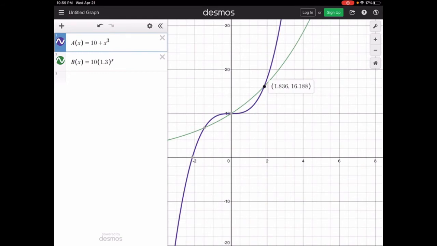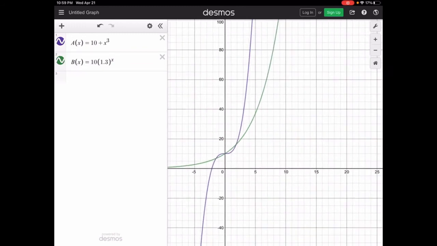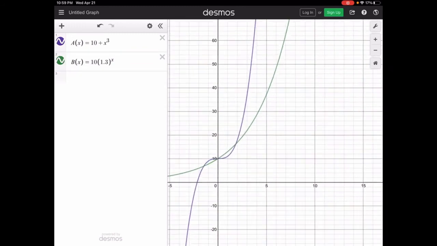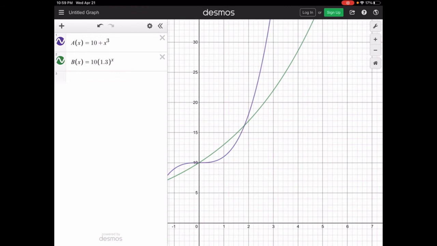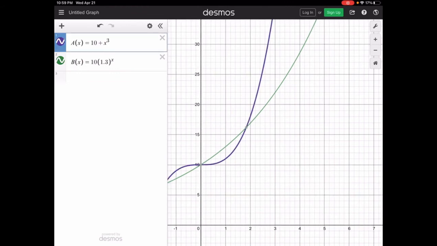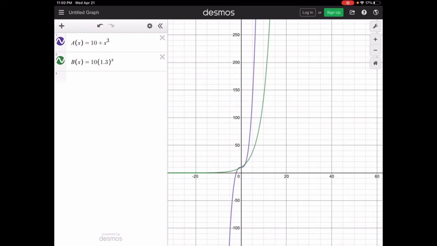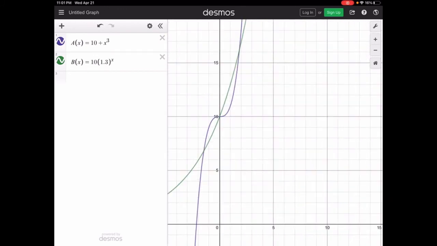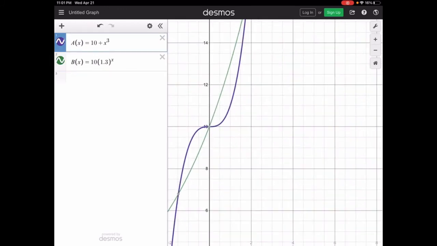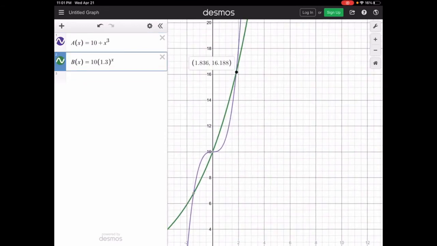Well, a overtakes b at this point. But the one thing I need you to be careful of, because you at this point probably got confused, is that a takes over b, but that doesn't make any sense because b is still the greater function. Well, good thinking, because if you scroll up a little bit, if you look here, from 0 to 1.836, we know that b is bigger and a is smaller. So a overtakes b at that point.